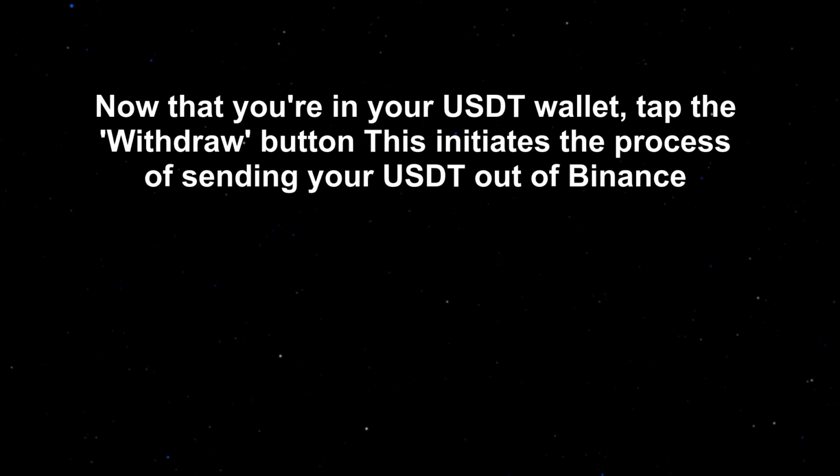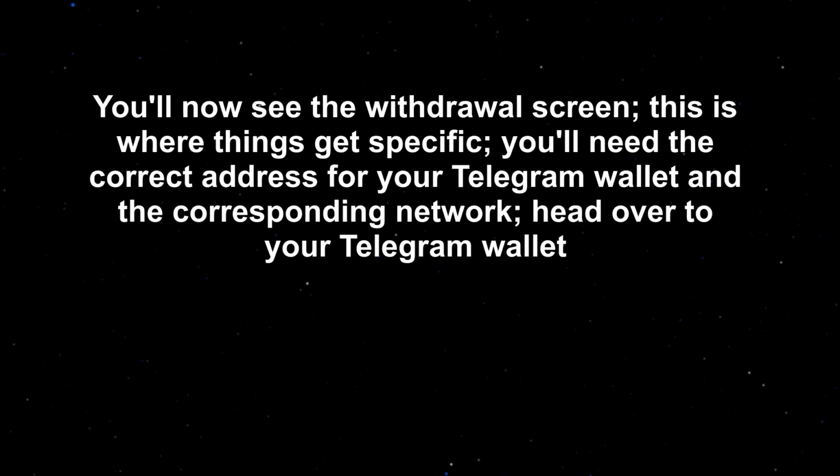Now that you're in your USDT wallet, tap the Withdraw button. This initiates the process of sending your USDT out of Binance. You'll now see the withdrawal screen. This is where things get specific. You'll need the correct address for your Telegram wallet and the corresponding network.